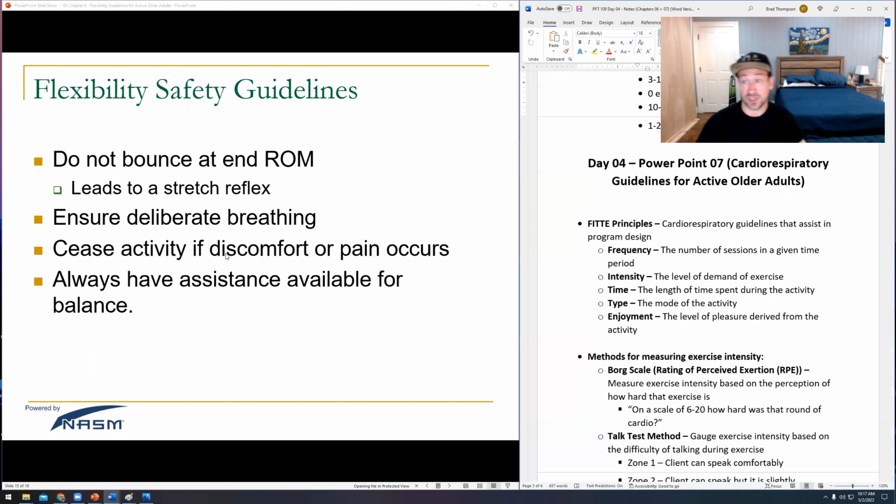Make sure that your client breathes properly. If they don't breathe properly, they're not going to be able to move properly. That's only going to lead to blood pressure problems. Cease any activity if there is discomfort. And what we mean by that is, in our senior clients, again, they're going to be kind of stiff sometimes, but the nervous system is a little less active. It slows down as we get older.